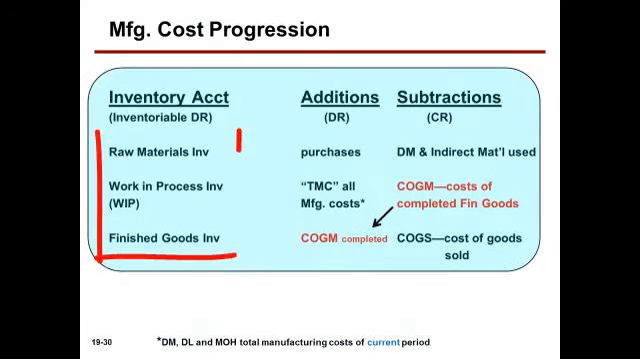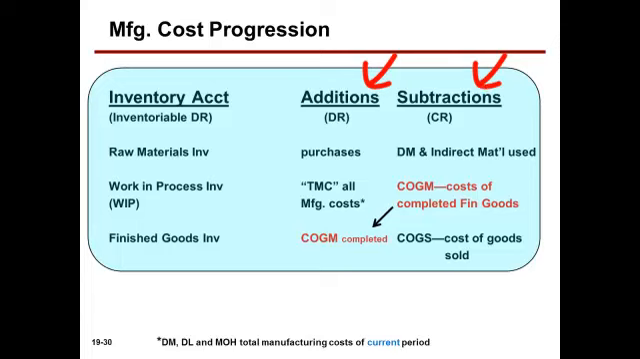This is a chart of the three inventory accounts in a manufacturing plant: raw materials inventory, work in process inventory, and finished goods inventory. And I want to highlight the costs that flow into these accounts, what I'll call additions, and costs that flow out of them, subtractions.